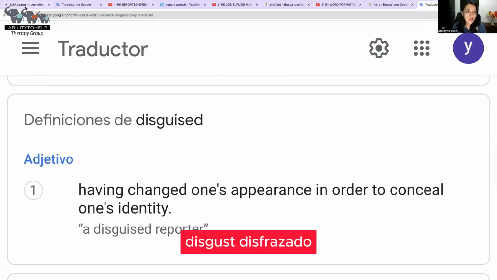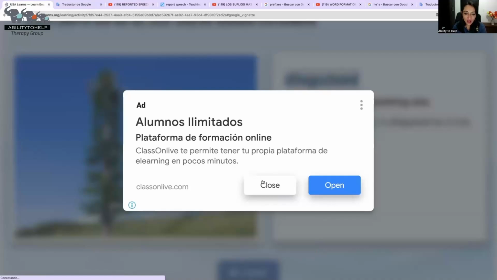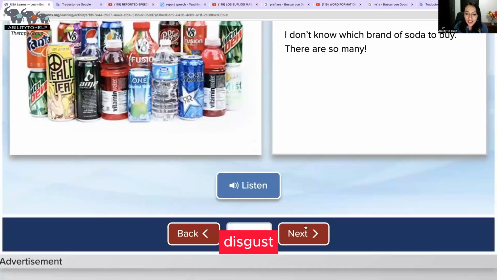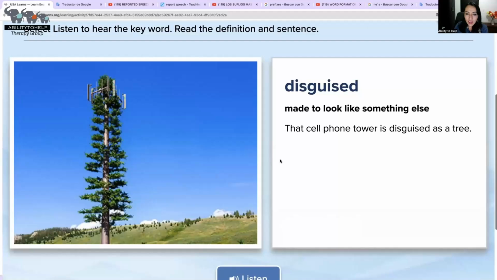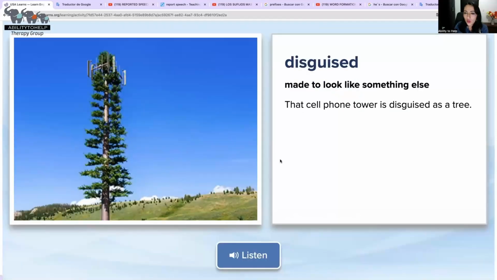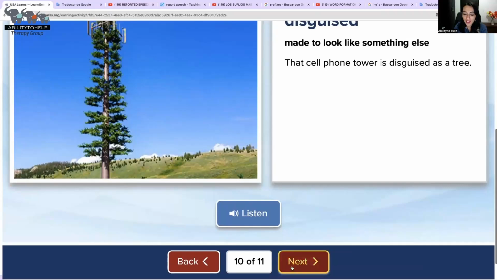Disguised. Disfrazado. So, disguised. Made to look like something else. That cell phone tower is disguised as a tree. Disguised.